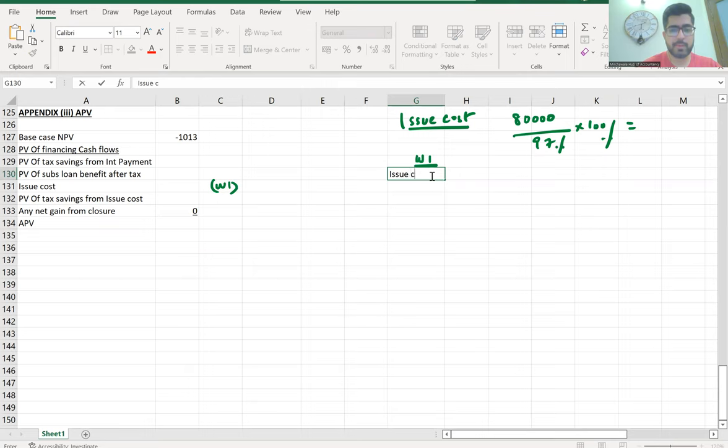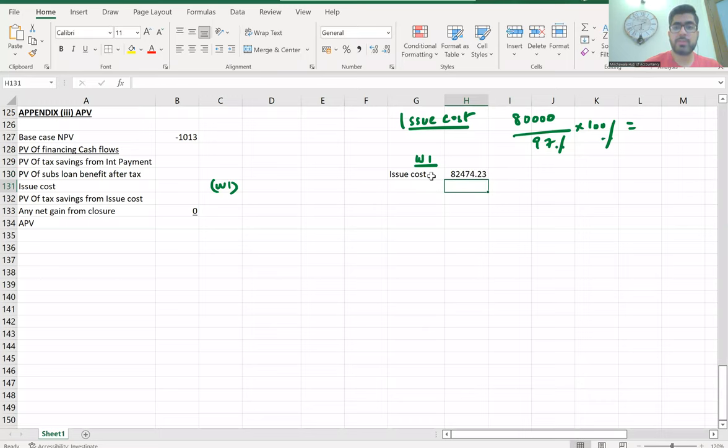I've written from the marker. You need to write by typing. It's 80,000. Divided by 97 into 100. Okay. 82474 is the gross finance required. Okay.